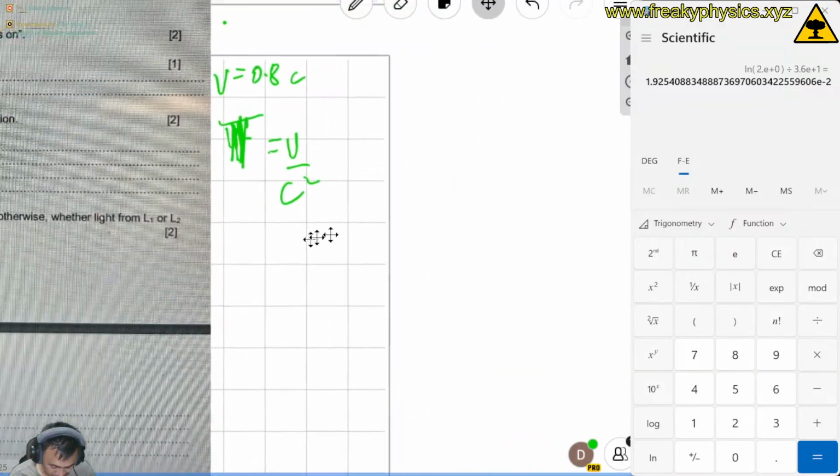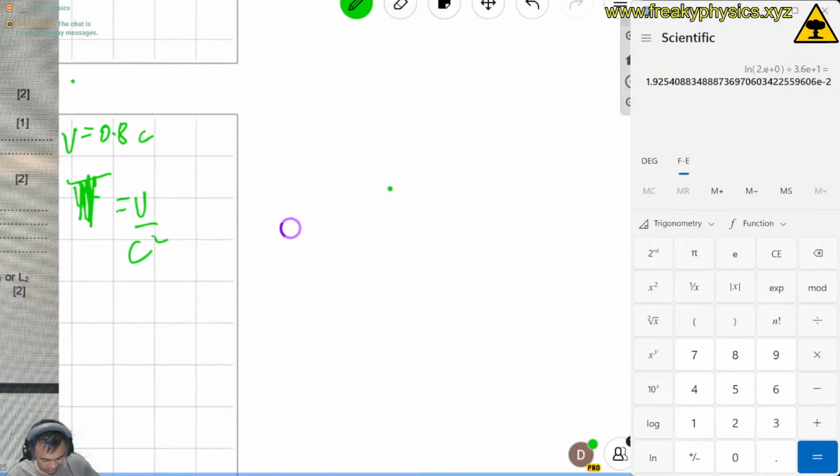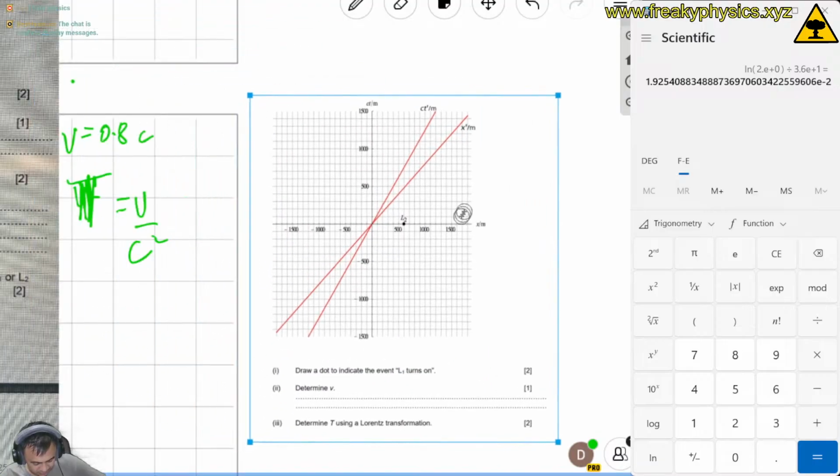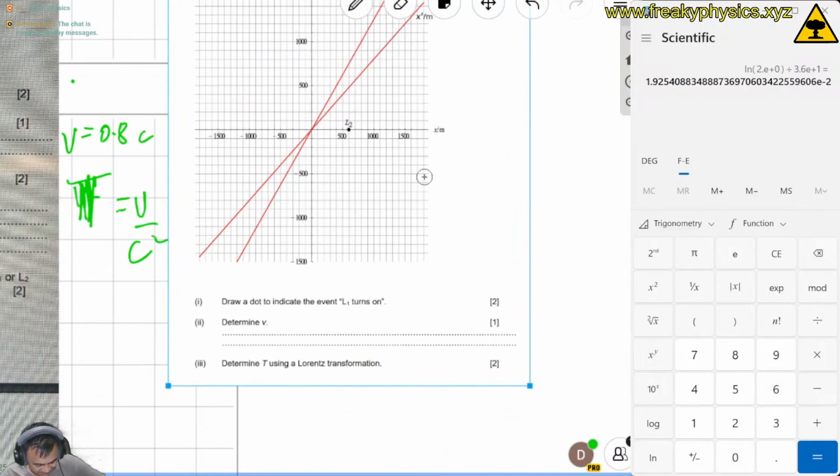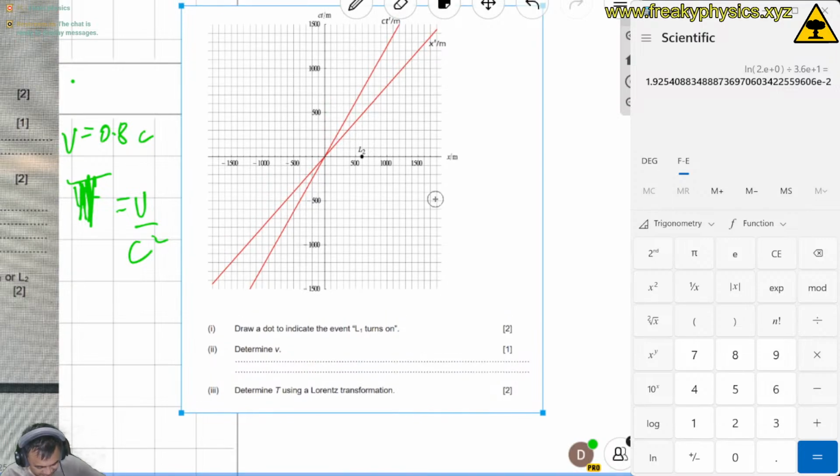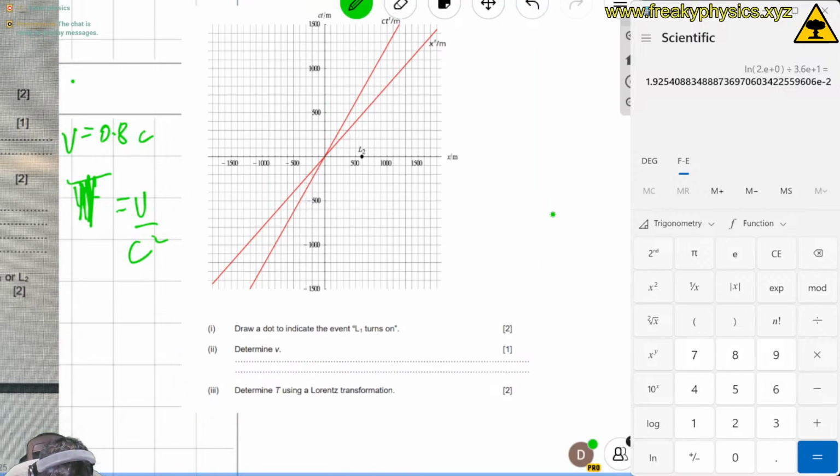Okay, this is going to be more useful. Let's put it here. And we know V is equal to 0.8. And there we go, it's the same one. Just double check. Yes, okay. So what is T?